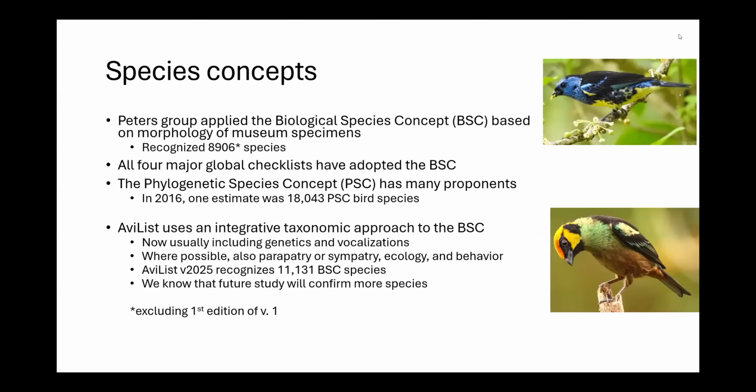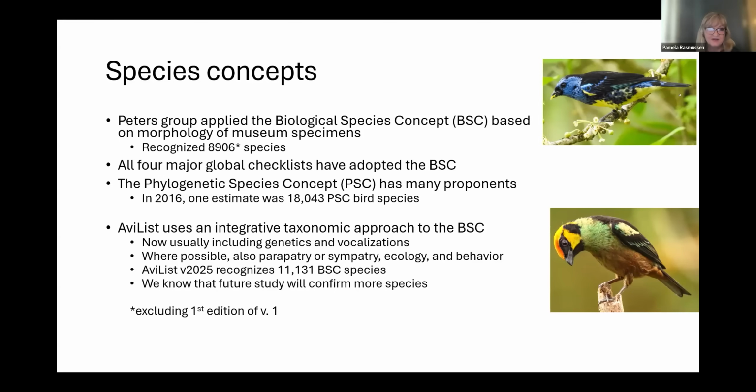Okay. So back to how decisions are made and on what basis. We talked a little bit already about species concepts and the fact that Peters used the BSC. He and his colleagues recognized in the end 8,906 species, and that depends how you count, because there were 2 editions of volume 1 that differed somewhat. So that's an approximate number.